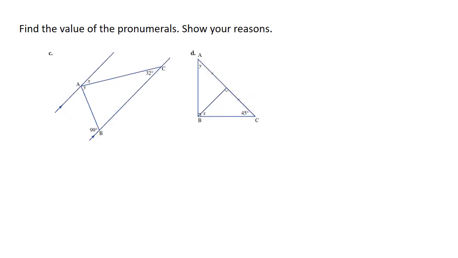Find the value of the pronumerals. Show your reasons. All right, so let's do question C first. Hang on, let me just get my pen. That'd be smart. Okay, here we go. So question C. Right, first thing I notice is that we've got two parallel lines. Okay, so we start to think about our alternate angles rules. All right, we want to calculate, and the other thing I notice is that we've got an exterior angle here, and we've got two opposite angles.